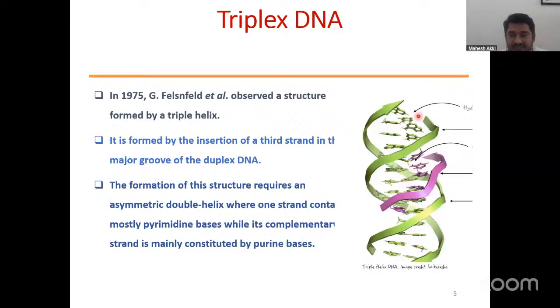For this type of arrangement to occur, the double helix, which we see here in the green color, must be somewhat asymmetric with one strand. Out of these two strands, one strand must be rich in pyrimidine bases, and the complementary strand, that is the third strand, should be rich in purine bases. This asymmetry is critical because it allows the third strand to form specific hydrogen bonds, known as Hoogsteen hydrogen bonds, with the purine rich strand. So this is the purine rich strand. So this is the triplex form of DNA.